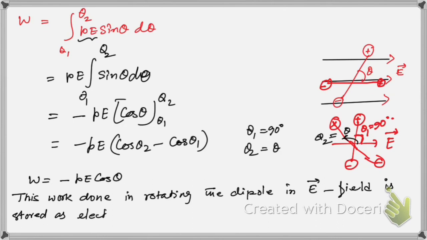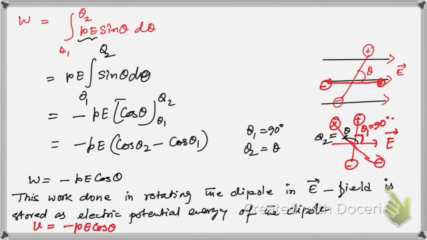electric potential energy of the dipole, right, which is given by U. This U is the energy which is equal to the work done to rotate this dipole moment, that is equal to minus PE cos theta, and P and E are vectors, isn't it? So we can consider that as the dot product of two vectors, P and E, so minus P dot E. So that is the potential energy stored in an electric dipole when it is placed in an electric field.